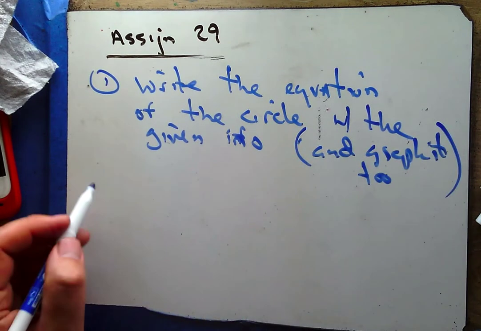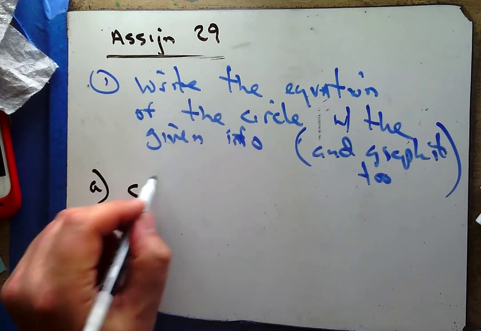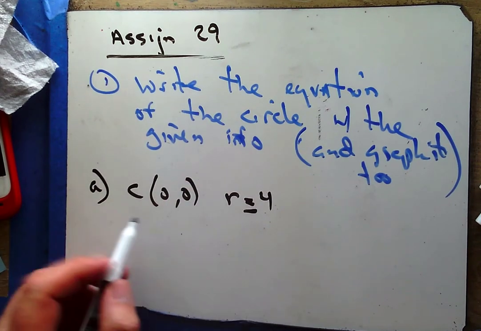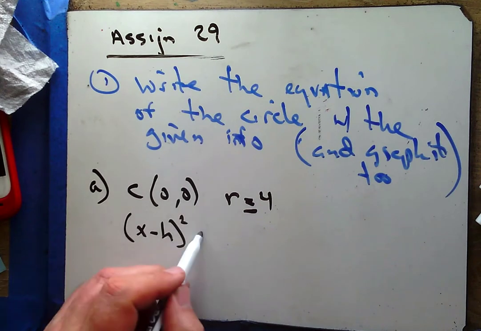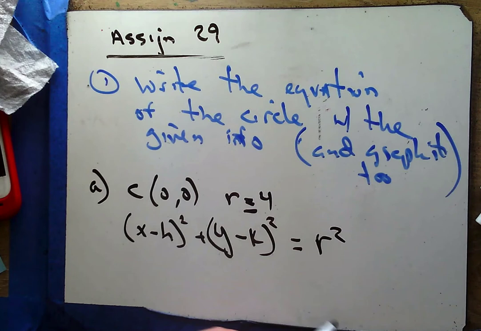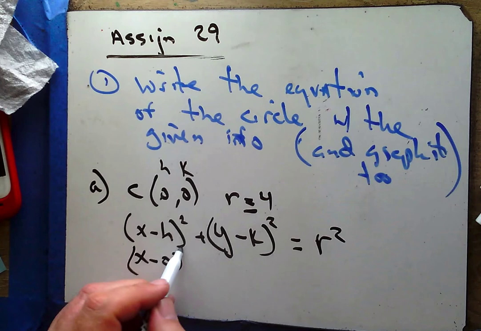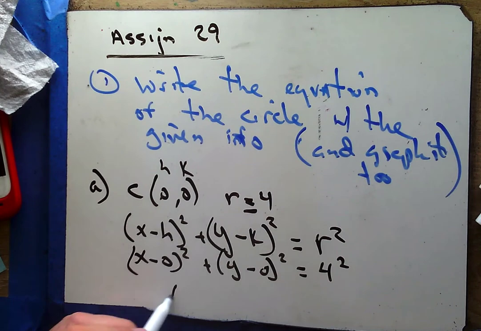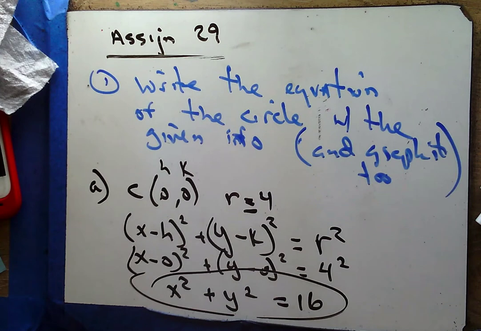Okay, so our first problem. The center is located at 0, 0, and the radius is 4. Okay, so I'm going to use my circle formula, which was x minus h squared plus y minus k squared equals radius squared. Okay, there's my h, there's my k, so x minus 0 squared plus y minus 0 squared equals 4 squared, or x squared plus y squared equals 16. That's the equation of the circle.